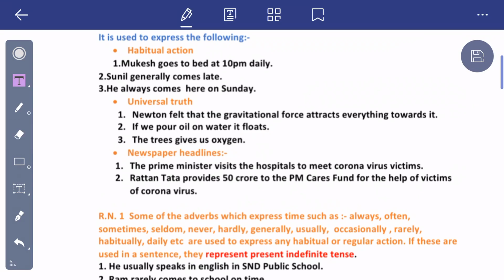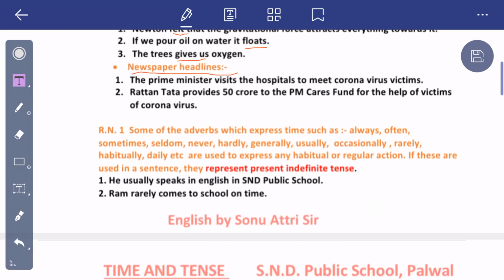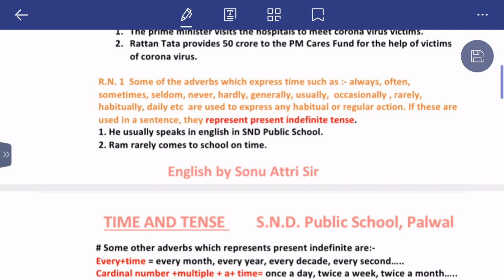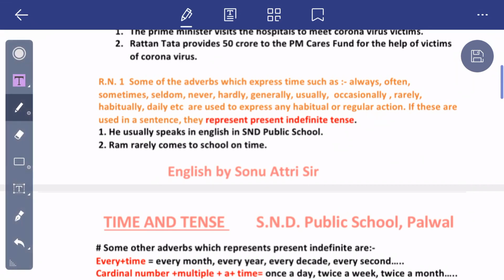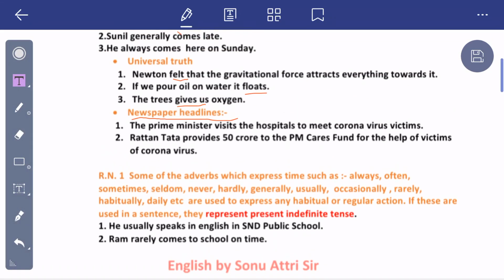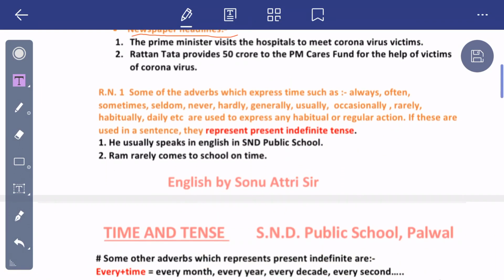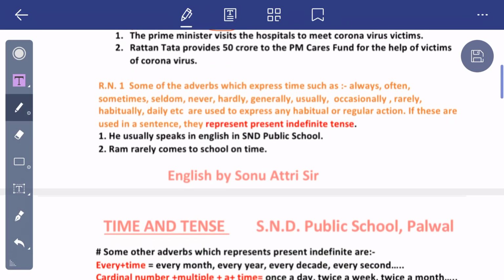So now let's move on towards the next topic. What does the next concept say? Beta, as I have told you in the upper sentences, I made you notice some of the points, such as daily, such as generally, such as always. Actually, beta, these are adverbs. These are adverbs of time. Adverbs of time always tell us the timing of action and the nature of action.